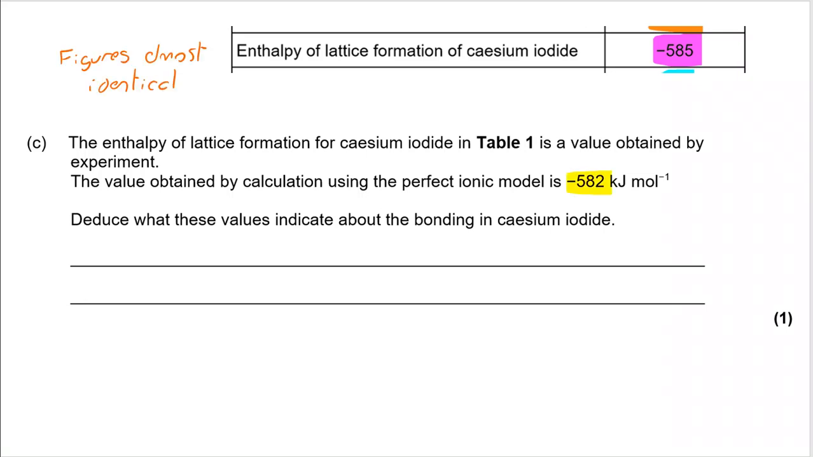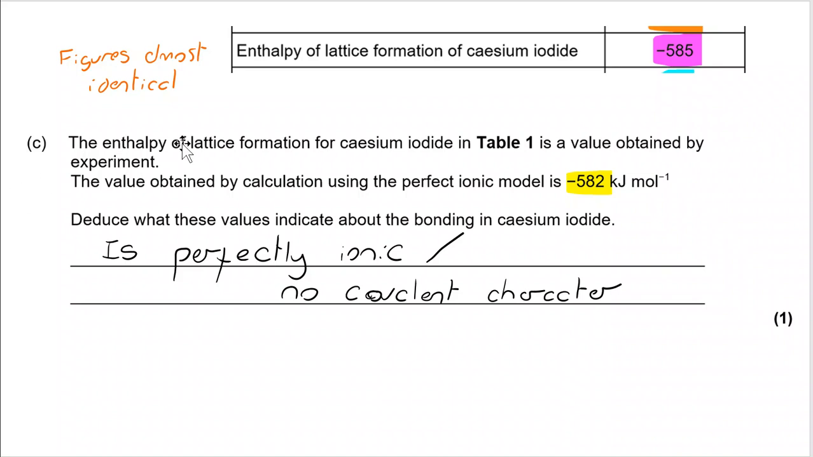What we're looking at is that these figures are almost identical, negative 582 and negative 585. So we can actually say that this compound is perfect or almost perfectly ionic. What do we mean by that? The perfect ionic model means there is no covalent character.